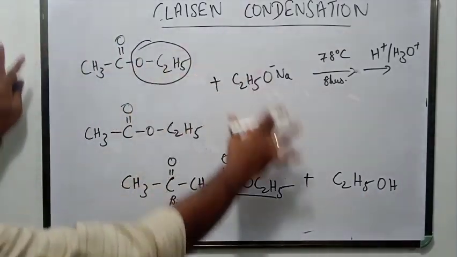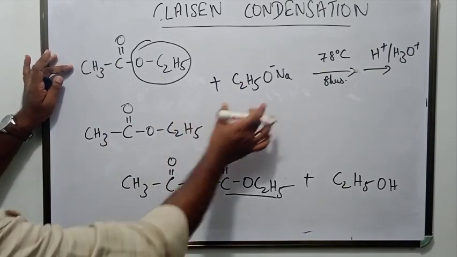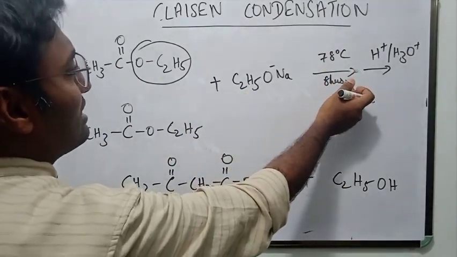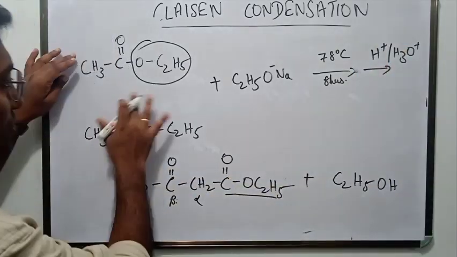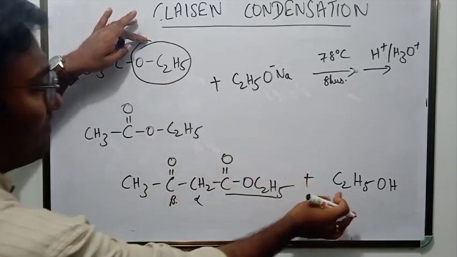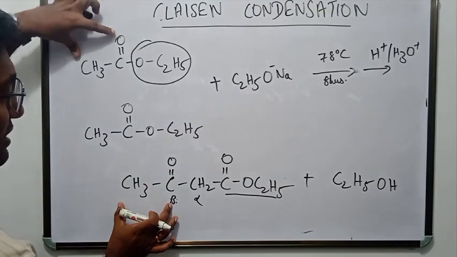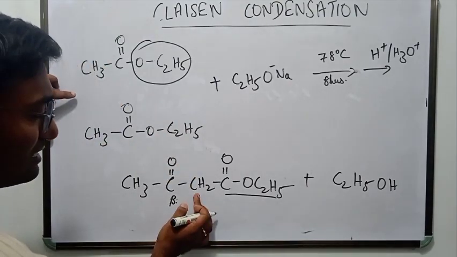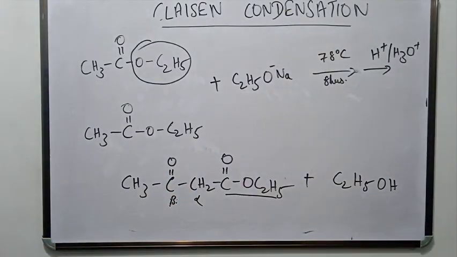So this is the easy way to remember this reaction. Draw two ester molecules, treat them with a very strong base at 78 degrees Celsius for 8 hours, followed by acid hydrolysis. And how to draw? Write one ethanol, first write this and then add it to this. So you get a beta keto ester. This is the alpha carbon, this is the beta keto ester. Now let us understand the mechanism.